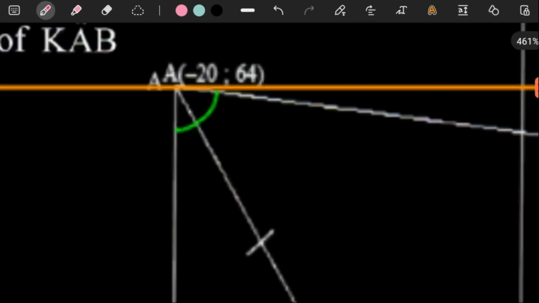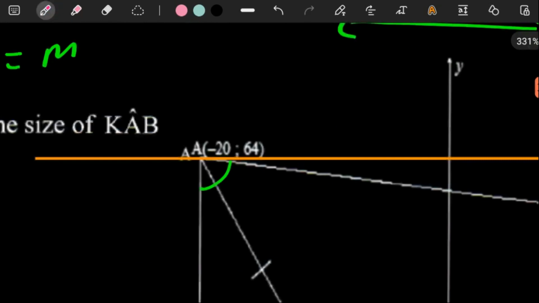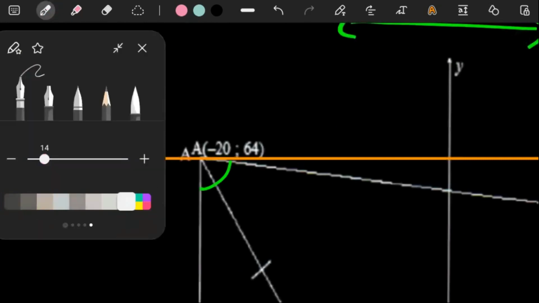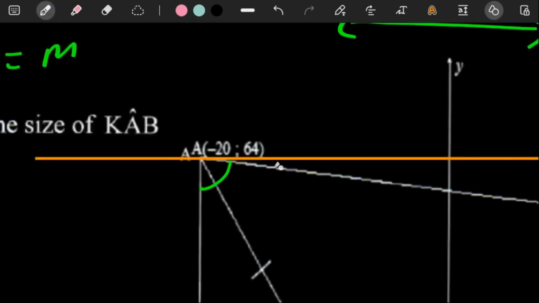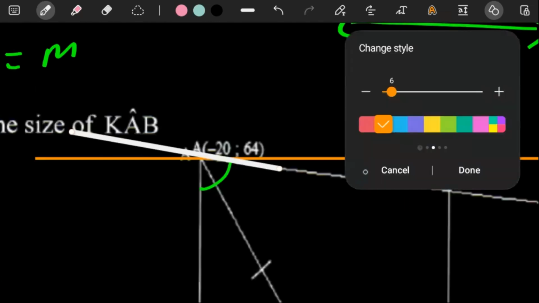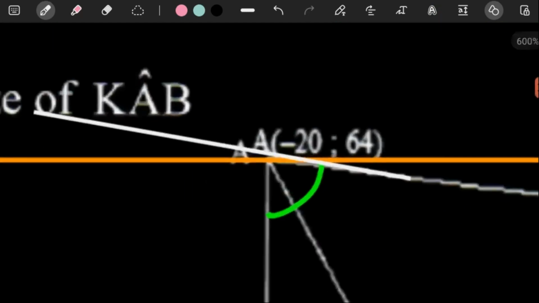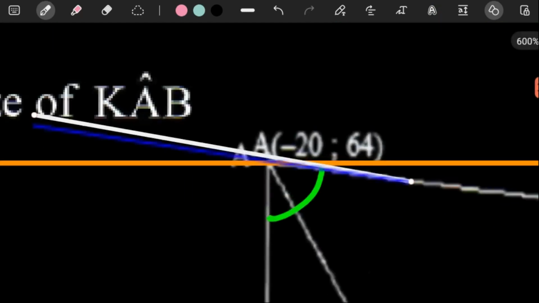So what you can do for yourself is, if you want this angle here, this is where your creativity is needed. If you look nicely at this line, let me make it thinner also. Let's just try and make this a straight line.